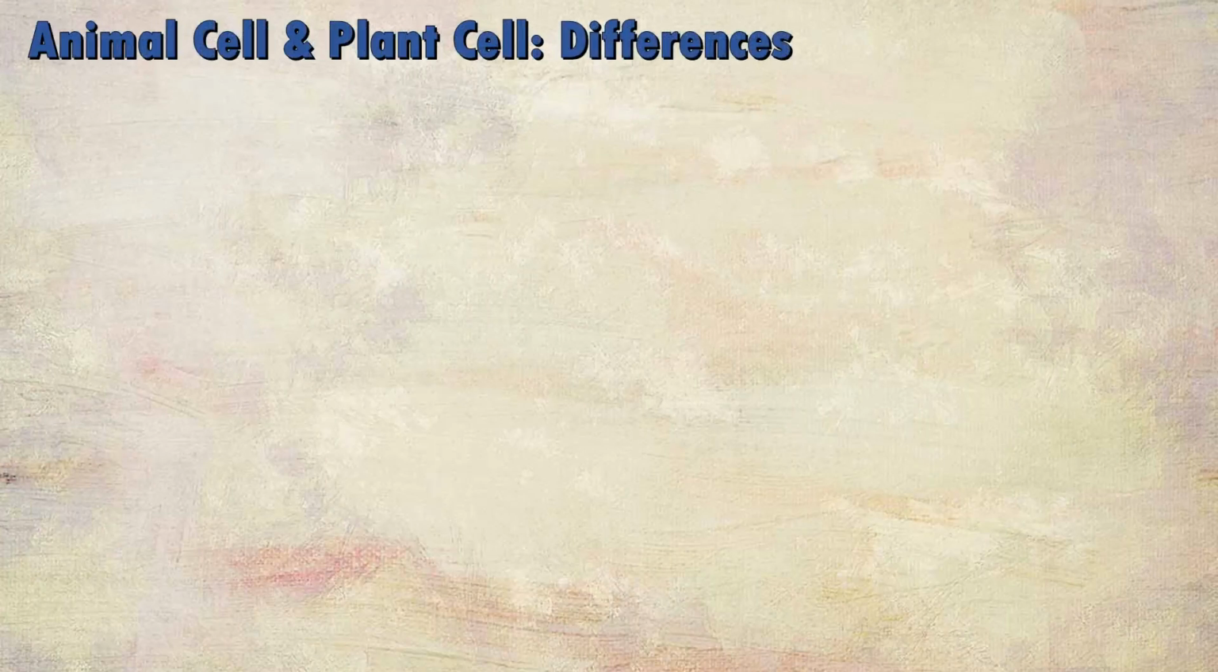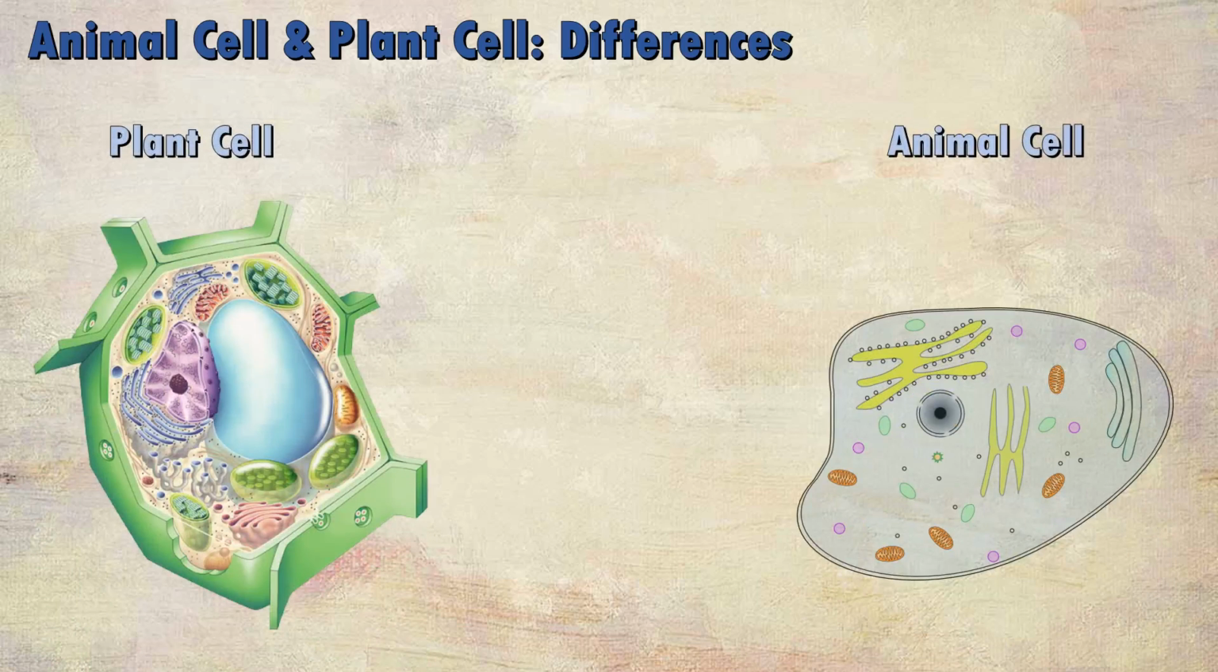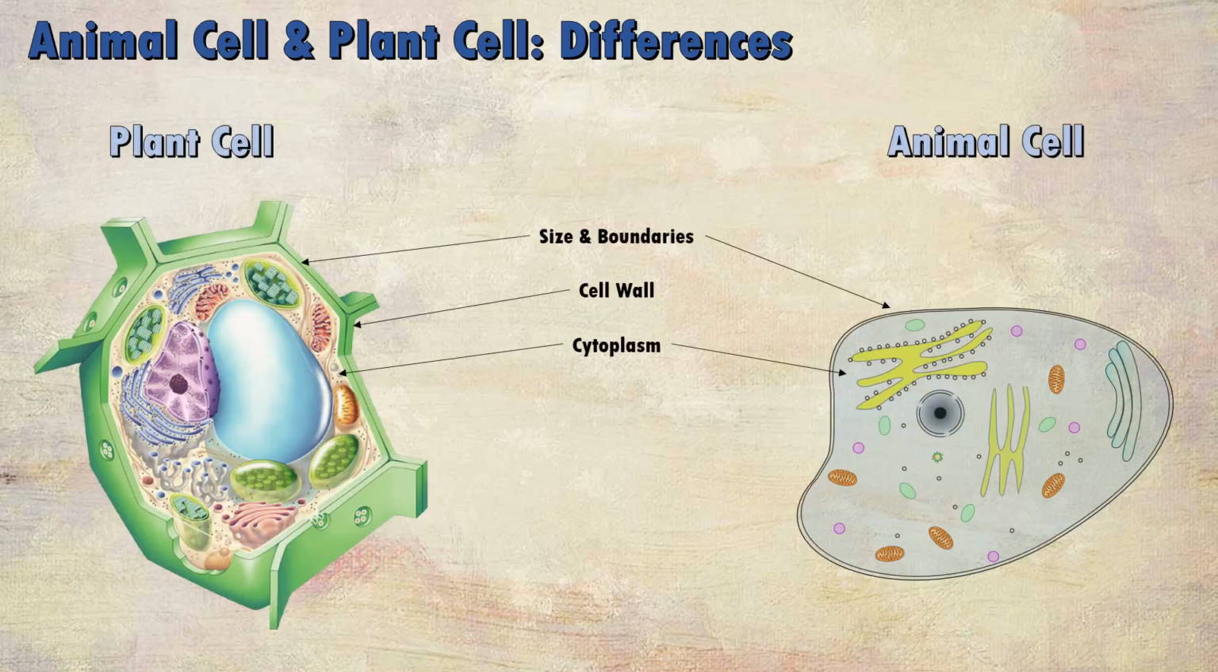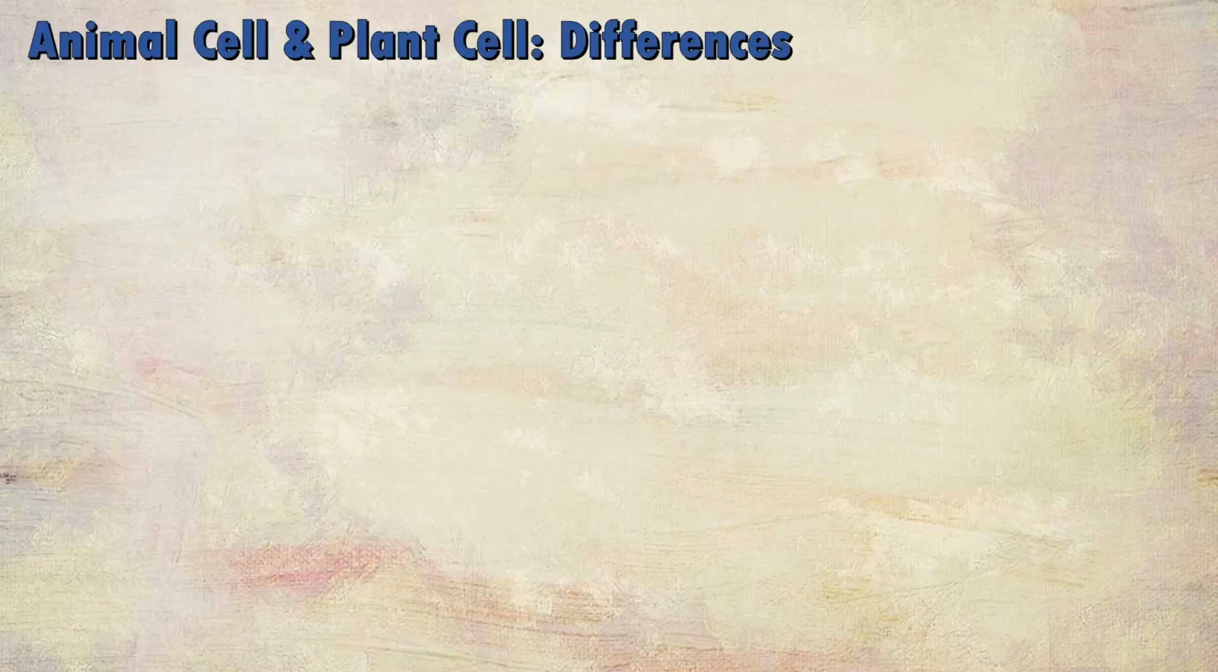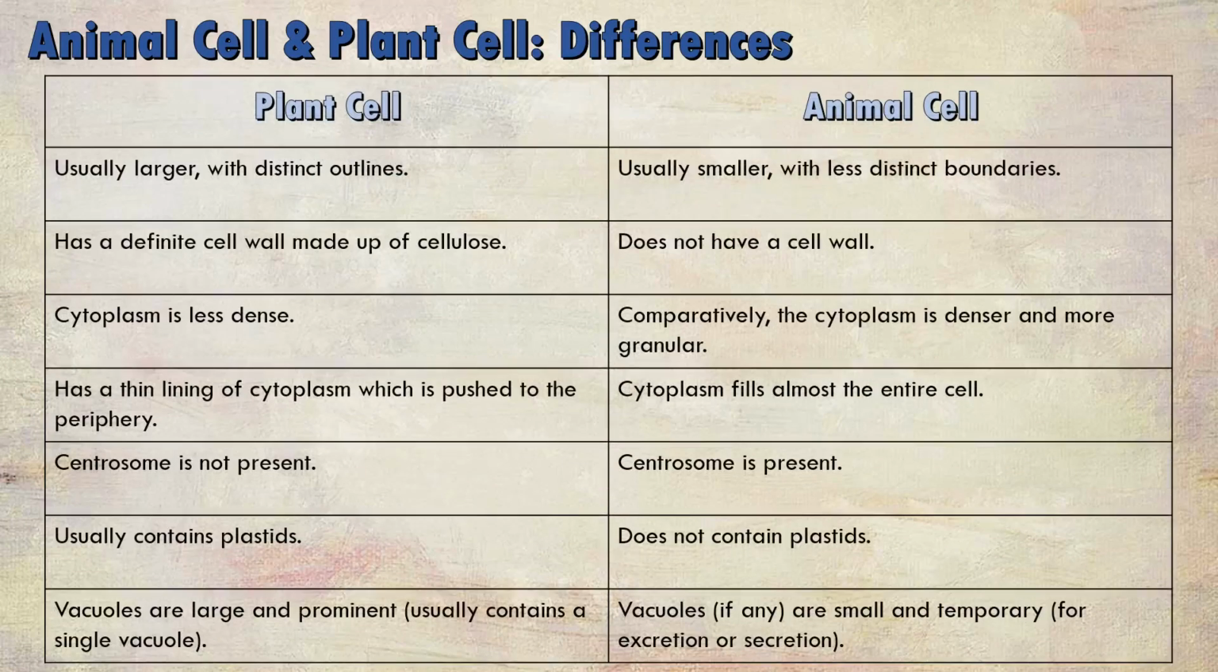Now that we have seen both the plant and the animal cell, let me show you the major differences. First is the size and the boundaries. Second is the presence of cell wall in the plant cell. Next is the density of the cytoplasm. Then there is the presence of centrosome in animal cells. Next is the presence of vacuoles and plastids in the plant cell. Now that we have seen both the diagrams, let me list the differences in a tabular format.